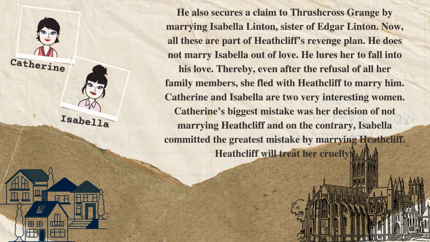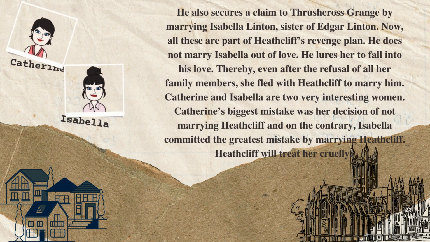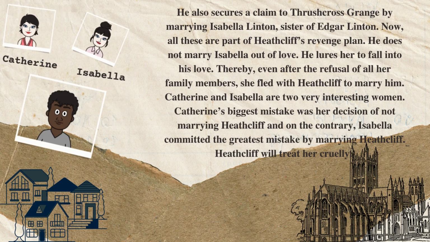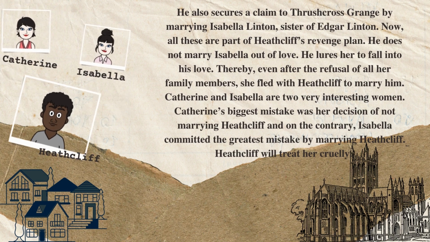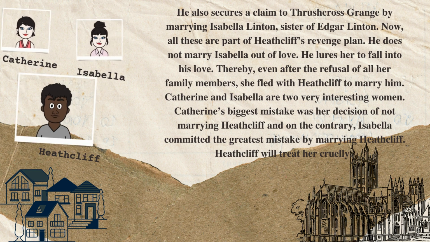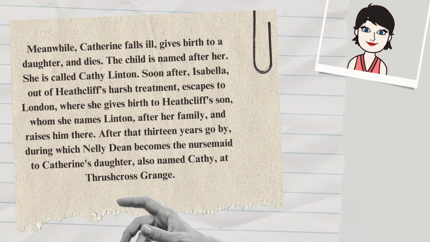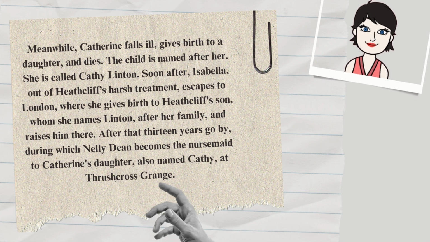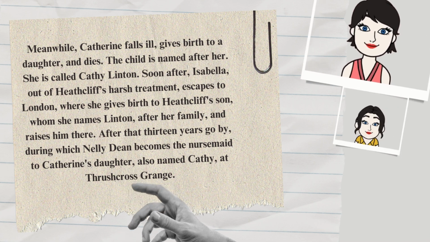Catherine and Isabella are two very interesting women. Catherine's biggest mistake was her decision of not marrying Heathcliff, and on the contrary, Isabella committed the greatest mistake by marrying Heathcliff. Heathcliff will treat her cruelly. Meanwhile, Catherine falls ill, gives birth to a daughter, and dies. The child is named after her. She is called Cathy Linton.